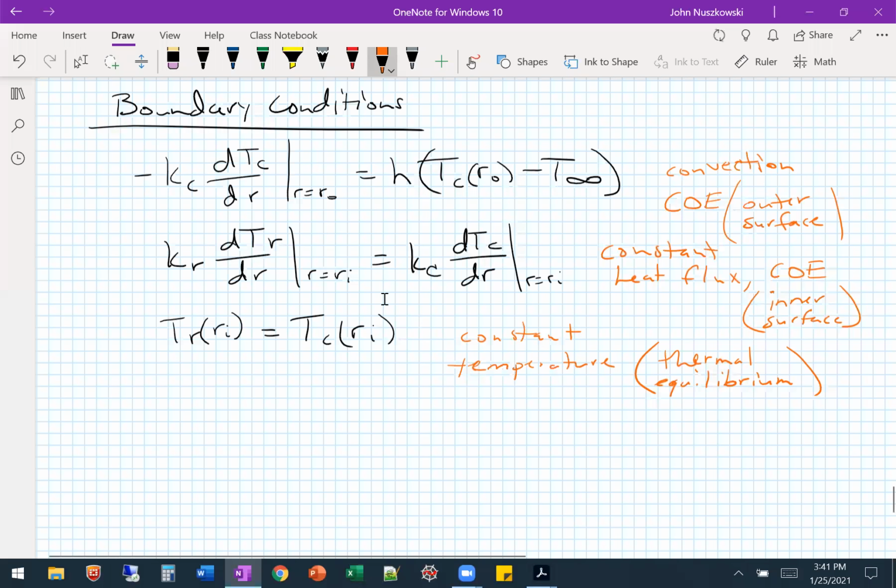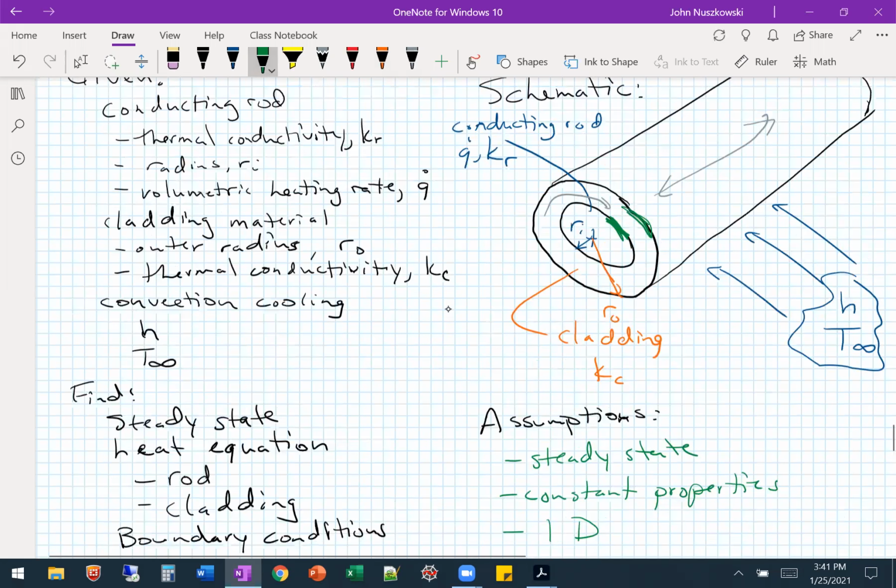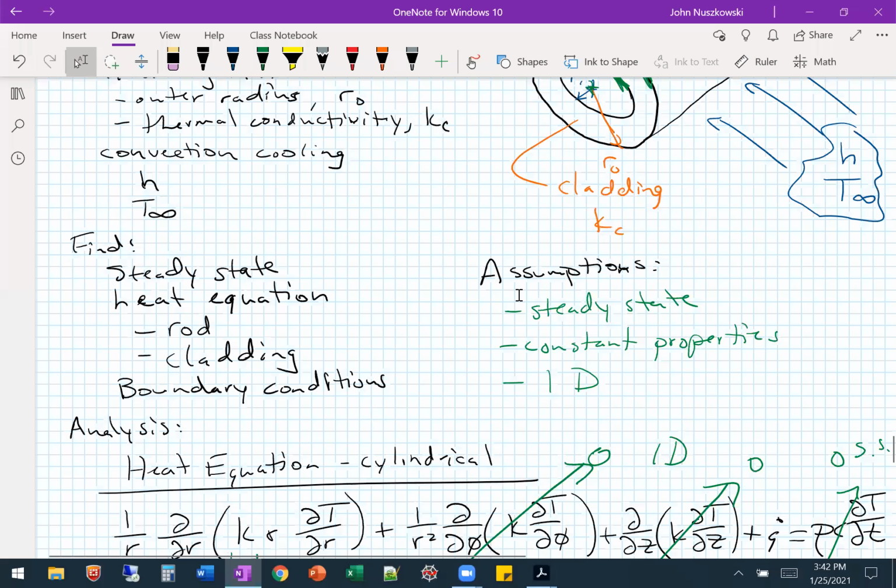All right, so then there's one more. We've talked about the outside surface and then we got 2 at the interface, which really is good because that's where we have 2 materials, right? So we'd have 2 boundary conditions there. The conducting rod and the cladding material meet right there. So we got 2 boundary conditions from that. Okay, so the last one is actually right at the center point here, when R is equal to R0. Any ideas?